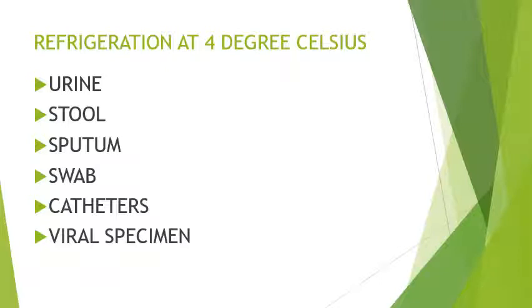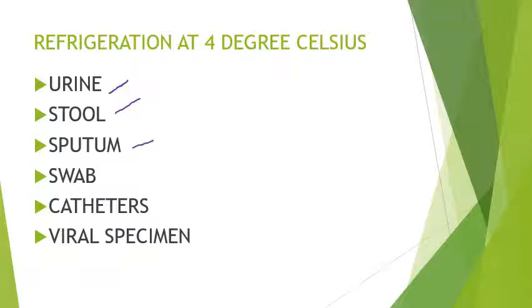So, what are the specimens placed in the refrigerator? Mainly, it is urine. The midstream catch, I repeat, the midstream catch, not the suprapubic, because that is anaerobic. Next is stool sample. Stool sample can be put inside the refrigerator, for stool culture, and the swab, particularly the rectal swab, at 4 degrees Celsius.